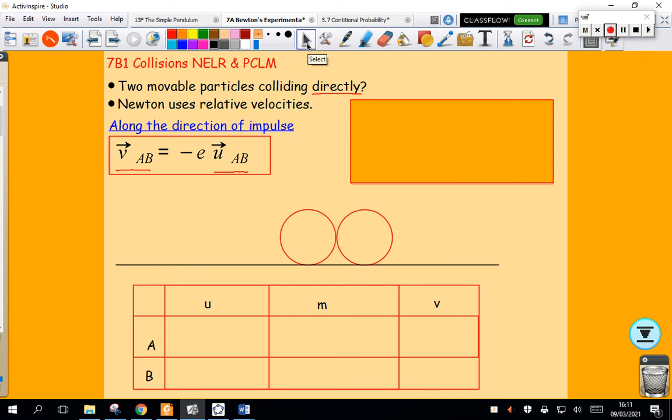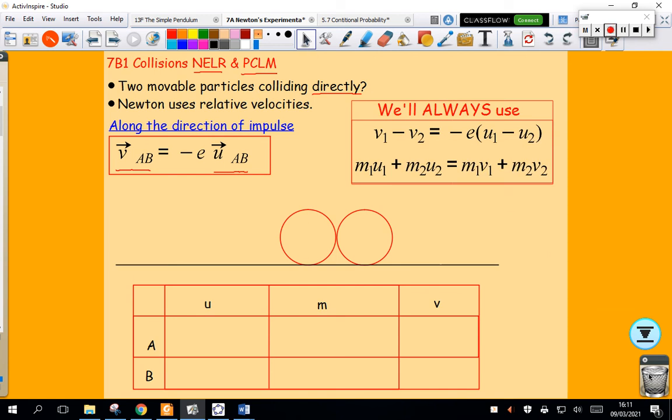So there's going to be two things we're going to be using. We're always going to be using Newton's experimental law, and we're going to be using the principle of conservation of linear momentum here as well. Newton's experimental law says their relative velocity an instant after impact will equal negative e times their relative velocity an instant before impact, and the principle of conservation of linear momentum says the total momentum before will equal the total momentum after impact. And again, that's an instant before and an instant after.